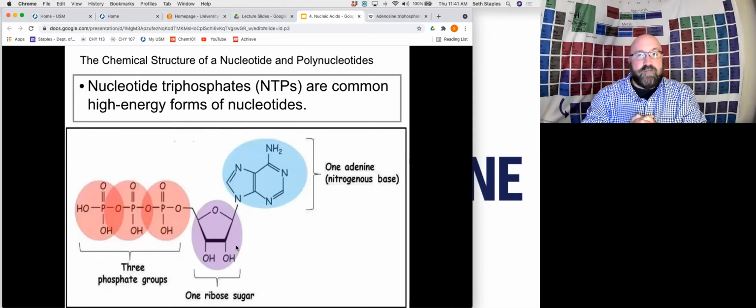Just another type of nucleotide to be aware of. It'll come into our discussion for a little bit, but nucleotide triphosphates are very, very common high energy forms of nucleotides. ATP, probably the one that most of you are somewhat familiar with, adenosine triphosphate. And here's a picture of it. Cells in general get their energy from ATP. And they can do so because this phosphate bond here is a high energy bond. So breaking some of these phosphate groups off can release energy that our cells end up using for various things.